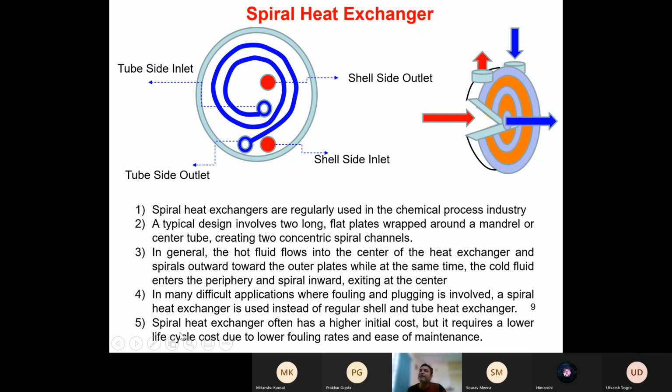Again, the spiral heat exchanger is costlier, but once you have constructed it, there is a lower life cycle cost because of lower fouling rates and easier maintenance. So that's why the initial cost is higher, but the maintenance cost and other costs are lower for the spiral heat exchanger.